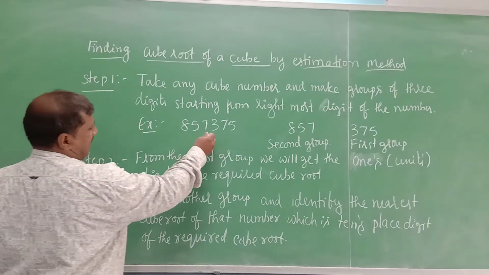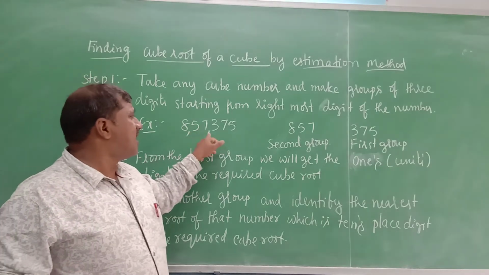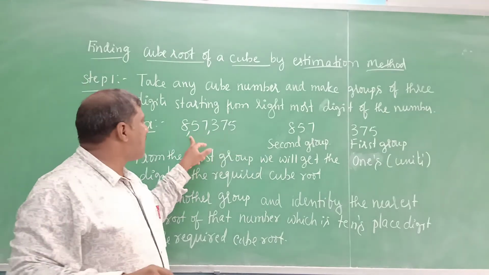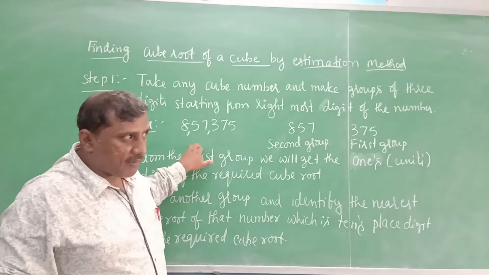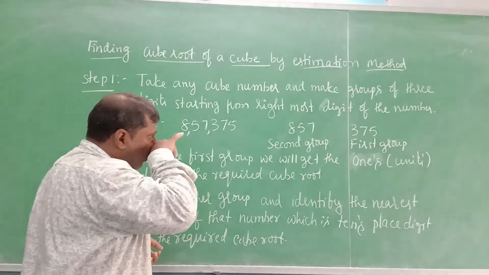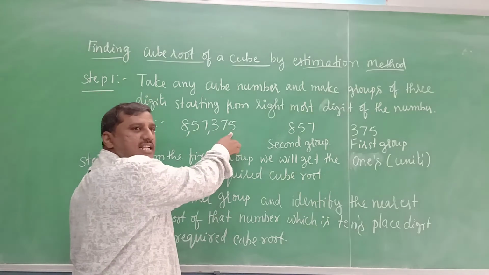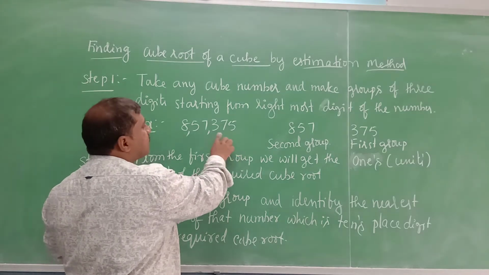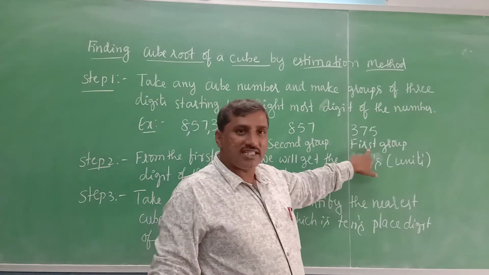Let us see the number. It is 8,57,375. So this is the cube number. You group the digits into groups. First group, that is from the rightmost digit. Which is the rightmost digit? It is 5. 1, 2, 3. So these three will form one group. That is 375, the first group.